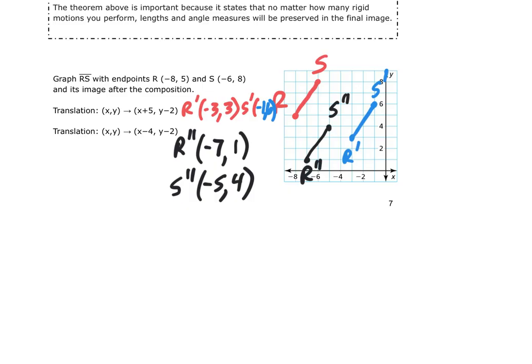Connect those two together, and those are our 3 different figures. If I look at all 3 of those figures, notice how all 3 of those segments are the same length, same figure. All of them are the same. Okay?